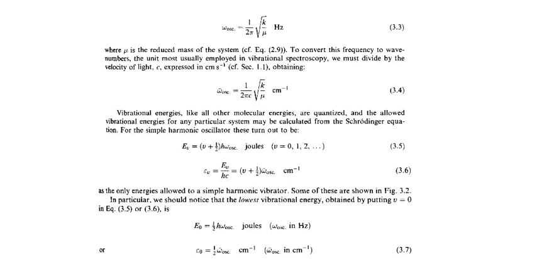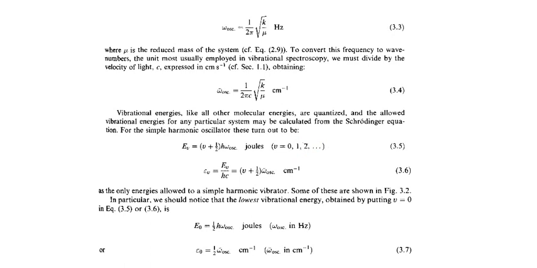Now, like any other form of molecular energy, vibrational energy is also quantized, and from solving the Schrodinger equation for a simple harmonic oscillator, the vibrational energy that can be taken is quantized like this: (v plus half) h omega oscillation, where omega oscillation is the intrinsic vibrational frequency with which the bond oscillates. And here v can take values 0, 1, 2, etc.